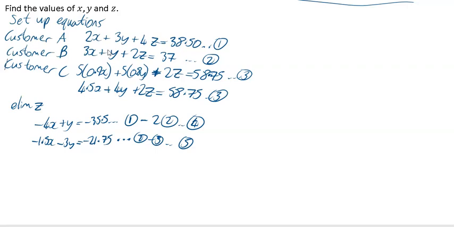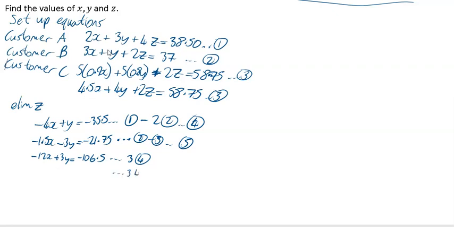Okay, we now want to solve equations 4 and 5. So the easiest thing in here would be eliminating your y term. So I'm just going to multiply. So I should say what I'm doing. This is 3 times my equation 4. So I'm going to get minus 12x plus 3y, and 3 times minus 35.5 would be minus 106.5.